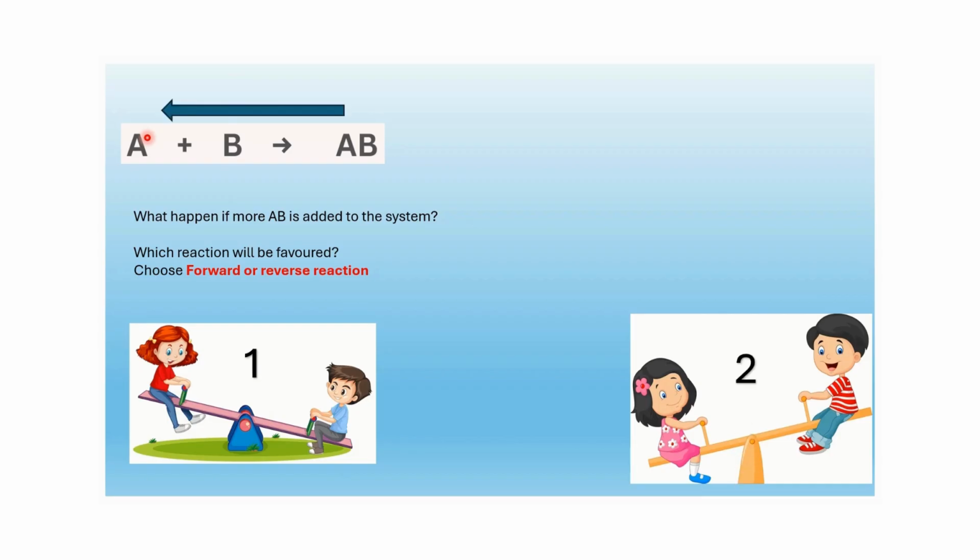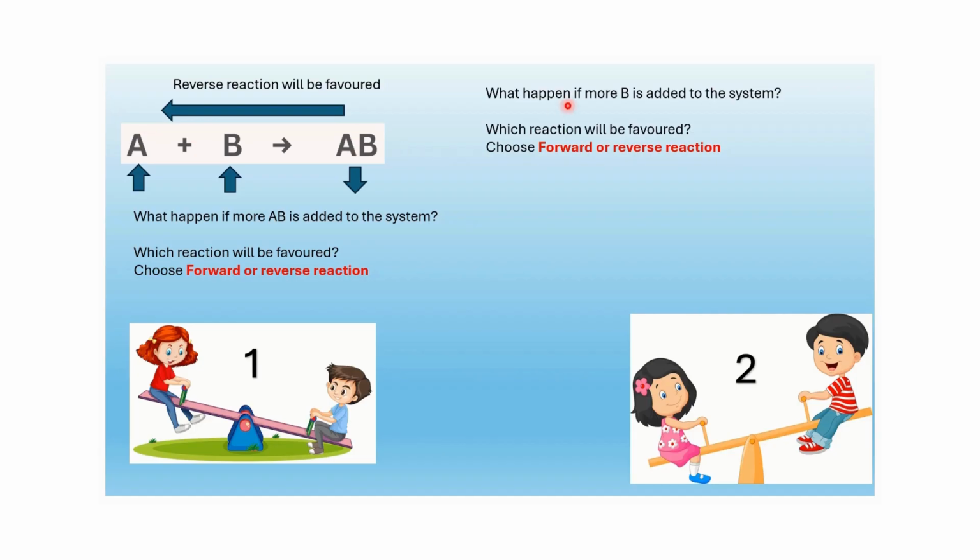So now, from there, I want us to look at another example. A and B we said increase, and then AB decreases like that. So I want you to look at another example. Let's say we have A and B again reacting to give us AB, but this time around we are no longer focusing on what happens when more AB is added. This time around, let's change the question and say what happens if more B is added to the system. Look at this reaction, A reacting with B to give us AB.